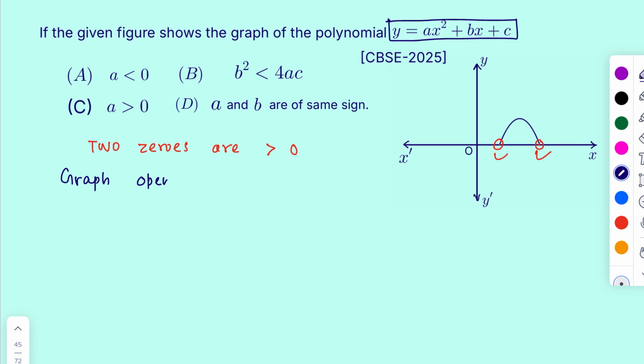Next, the graph is opening down. The graph opens down. What do we conclude here? a is less than 0. a is less than 0 means a cannot be greater than 0.